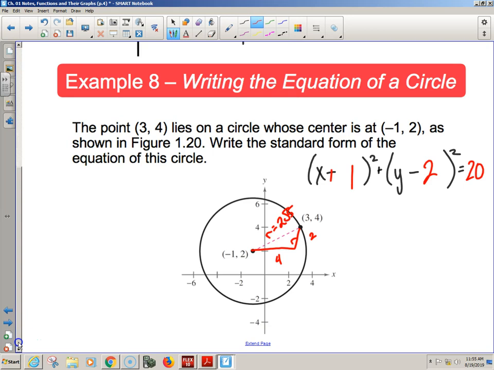But good creative thinking, plugging in the point (3, 4). So can I show you one other type of how they can make it even harder? This one they gave you the center, but they didn't give you the radius, but you had enough information with the distance formula, Pythagorean theorem, plugging in the other point. So what about if we give you this?